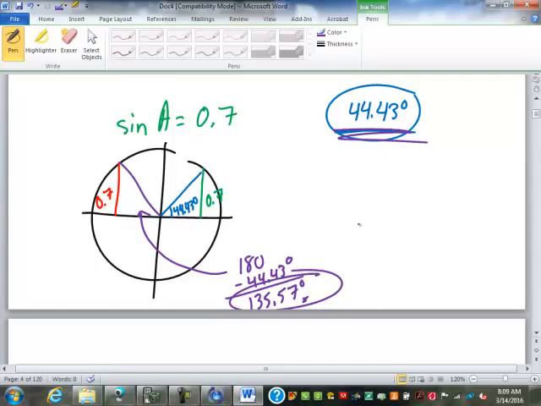Well, acute, obtuse, and right are the three angles for triangles. Scalene, isosceles, and equilateral.